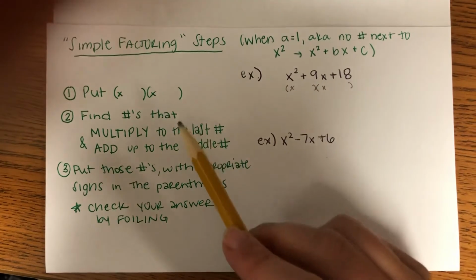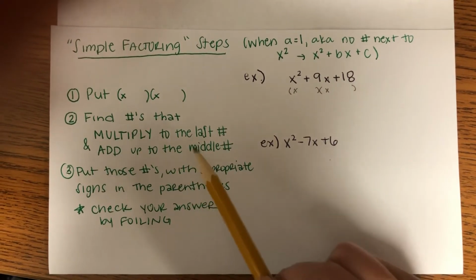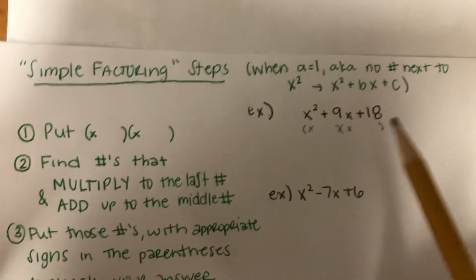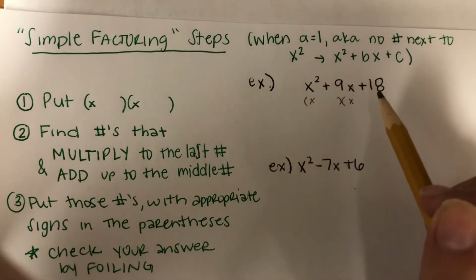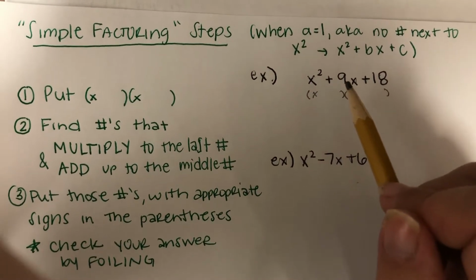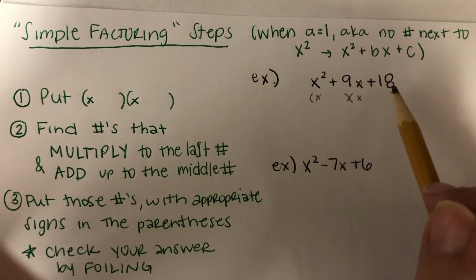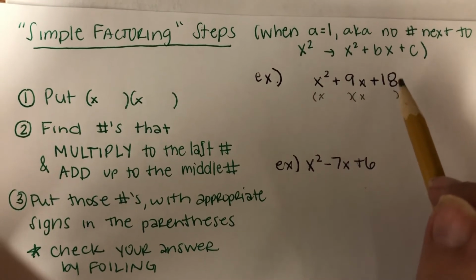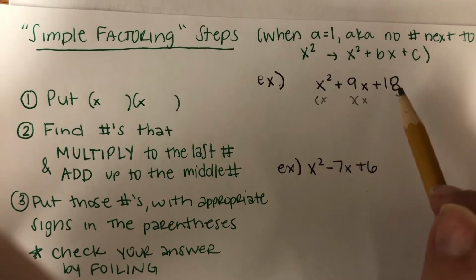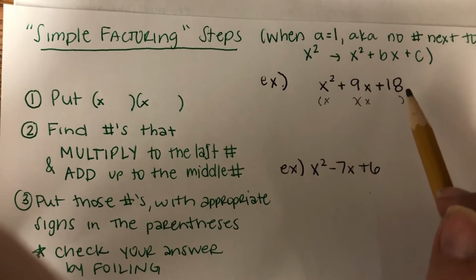Then it says find numbers that multiply to the last number and add up to the middle number. So that means I'm looking at 18, and I need numbers that multiply to 18 that give me a positive 9. Looking at 18, 1 and 18 multiply to 18, but does that give me a 9? No. What else is there? There's 2 and 9.